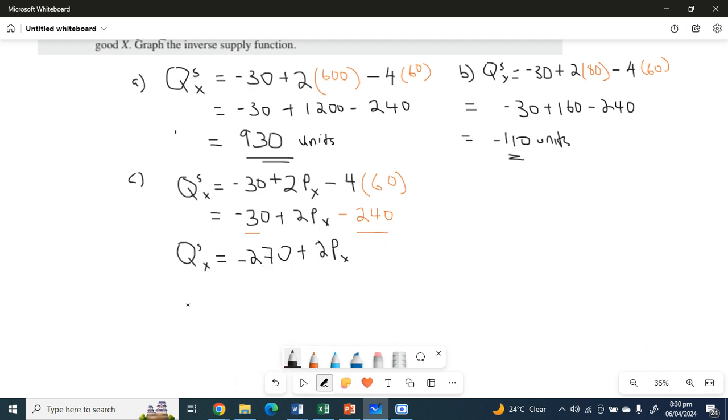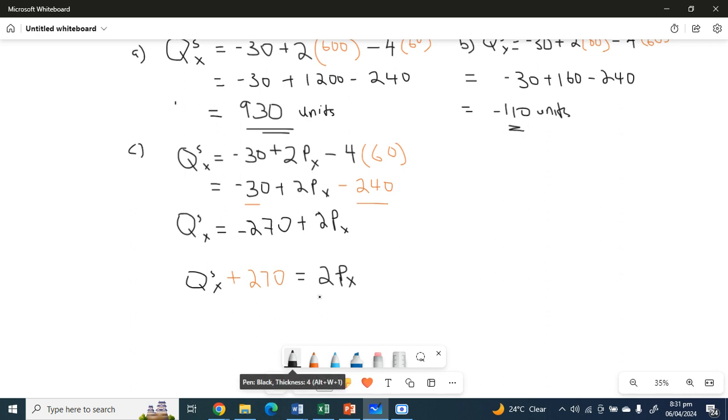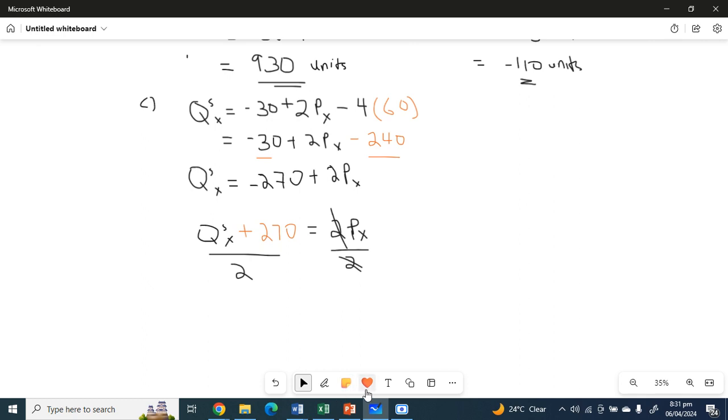So we have QSX plus 270 equals 2PX, right? So to make PX the subject of the formula, we divide both sides by 2. So PX equals QSX plus 270 over 2. Okay, so this is the inverse supply function where you make price the subject of the formula.